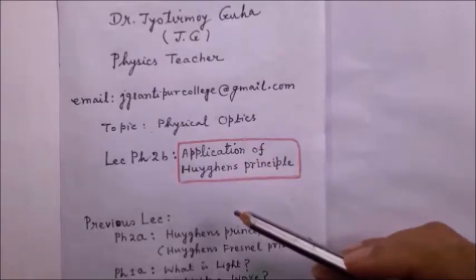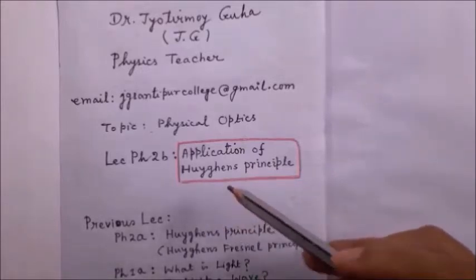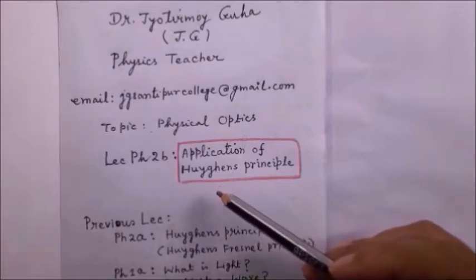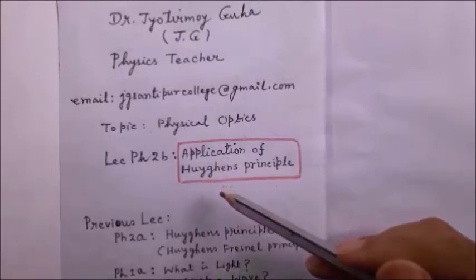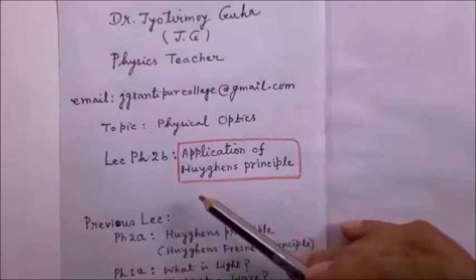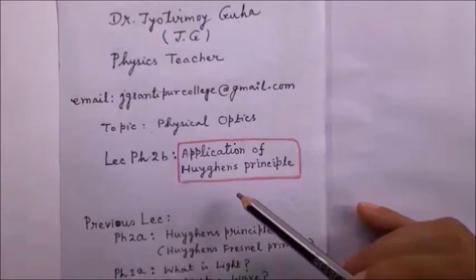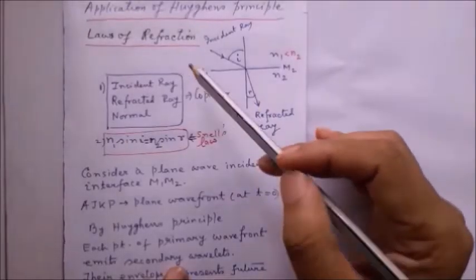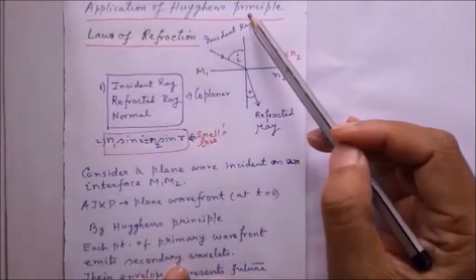It is customary to deal with laws of reflection first and then to take up laws of refraction. But I feel that if we first try to prove laws of refraction from Huygens Principle and then take up laws of reflection, it will be an easier task because the diagram involved in case of refraction is simpler and easier to follow. So let us try to prove the laws of refraction starting from Huygens Principle.